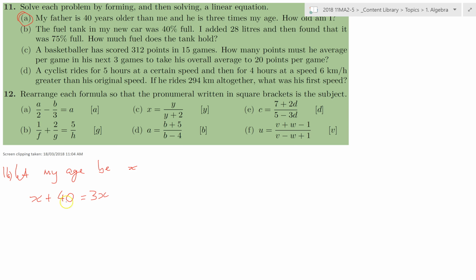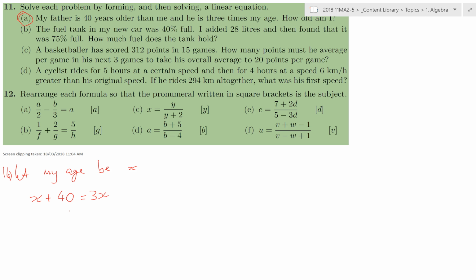Right, so my father's age is 40 years more than mine. It's also 3 times mine. Okay, now I've got a statement. Now I've got quite a solvable equation. From experience, students find it difficult to create these equations. Solving them, fine, good work. Creating them is more difficult.